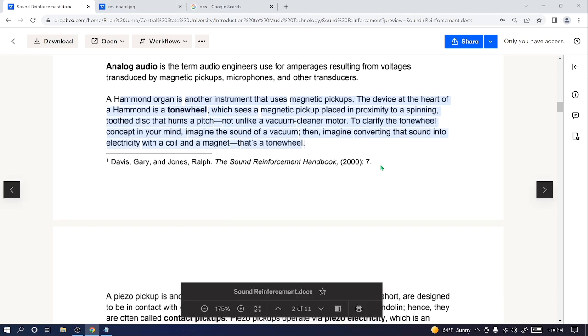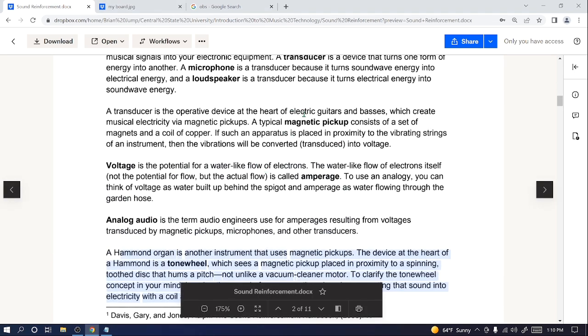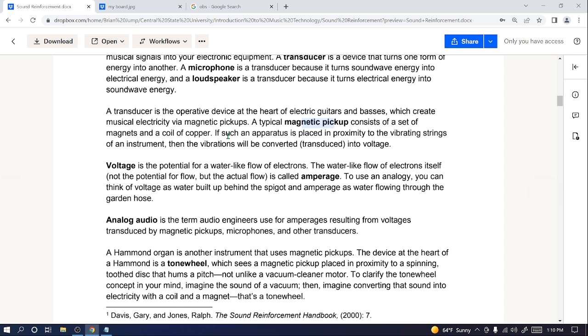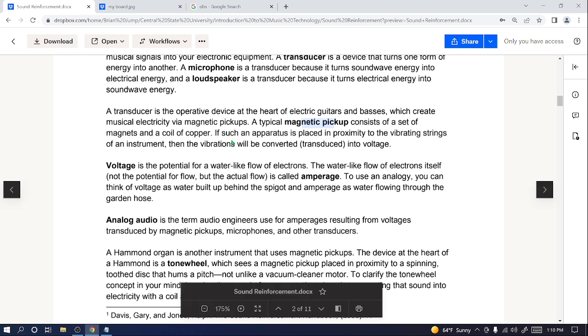It's sort of a specialized form of magnetic pickup. So instead of putting that in front of strings vibrating, you put it in front of a little motor that's spinning and humming. It's just singing a note. That's a tone wheel.